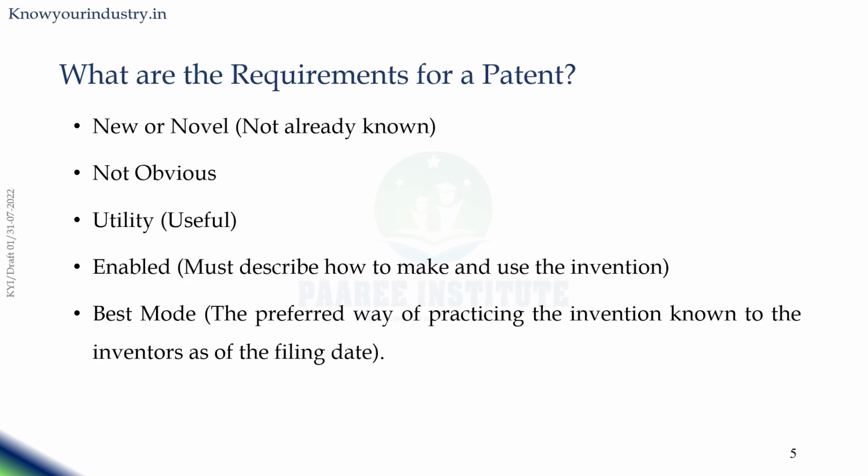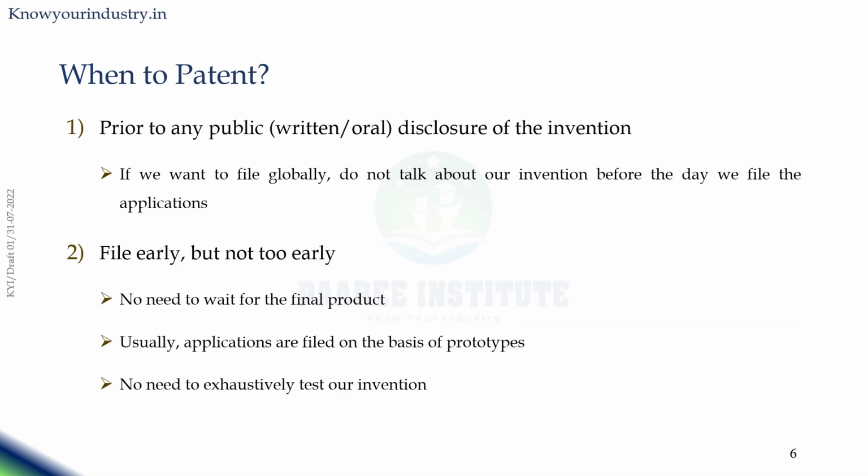What are the requirements for a patent? The invention must be new or novel, not already known. The invention must not be obvious to a person skilled in the art. The invention must have utility. The invention must be enabled, meaning it must describe how to make and use the invention. The invention must disclose the best mode, the preferred way of practicing the invention known to the inventors as of the filing date.